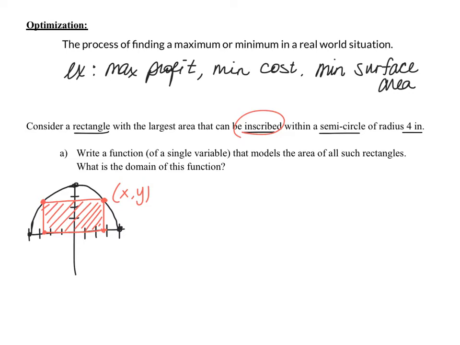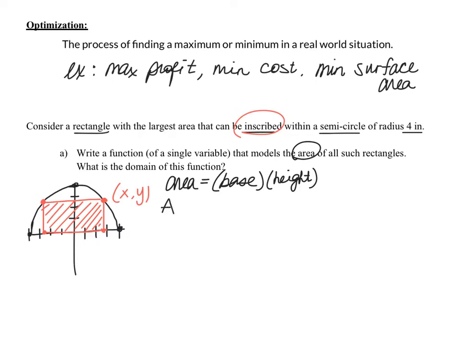So now we want to go ahead and try to write a function of a single variable to model the area of this rectangle. So our goal is area. So we're going to begin with writing an area function. And since we're finding the area of a rectangle, we know that we can find that area by multiplying the base of the rectangle times the height of the rectangle. And if you learn that as length times width, that would be the same thing. You can do either one.